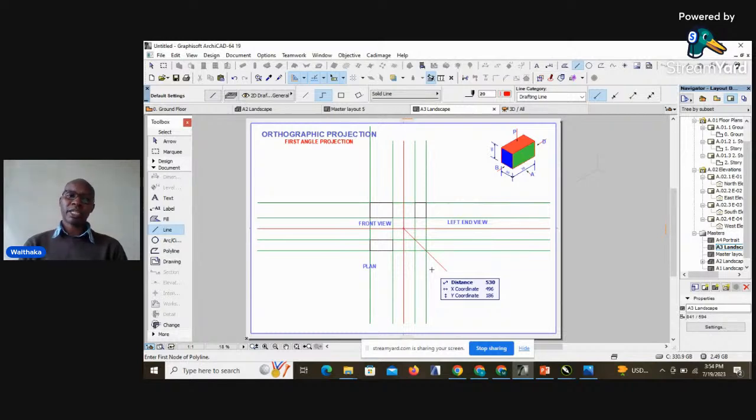But for now, what we need to understand in first angle projection is that when we are required to project an end view that is on our left hand side, we will always project it to the right hand side of the front view. When we are required to generate or to project an end view from our right hand side as we observe the block, then definitely that end view in our Cartesian plane is always projected to the left. So that is the concept behind first angle projection.